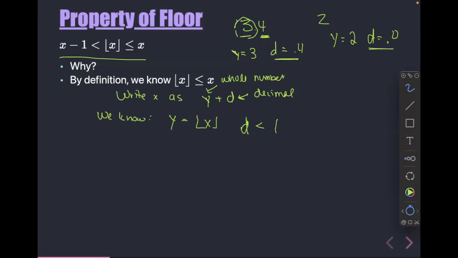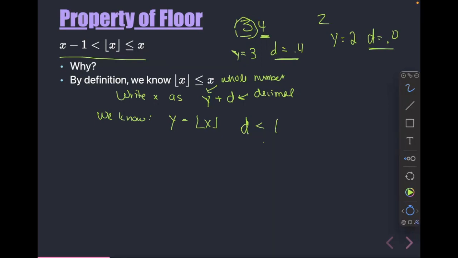If d is a decimal, it's going to be something like 0.1 or 0.05 or whatever, but it's always going to have a point something. So d is always going to be less than 1. These are some properties that we know, and we can use these properties. So I want to use this fact that d is less than 1 and build off of that.